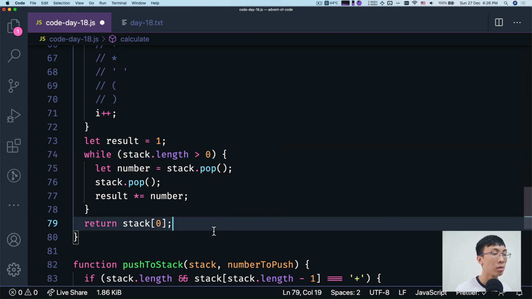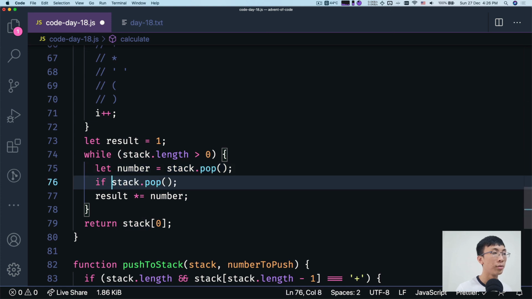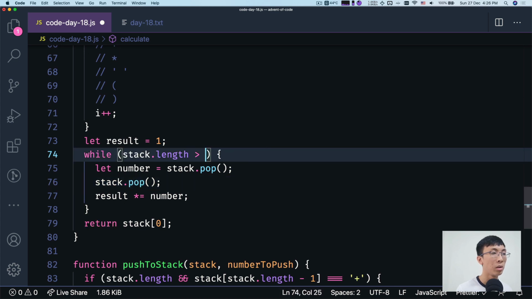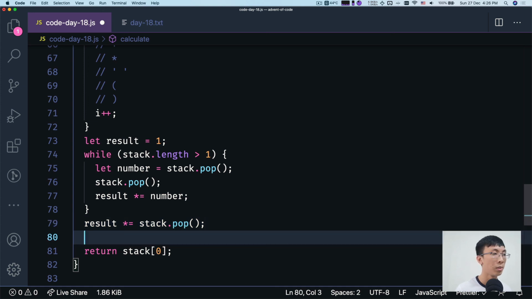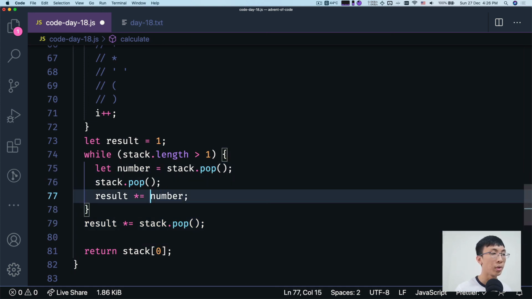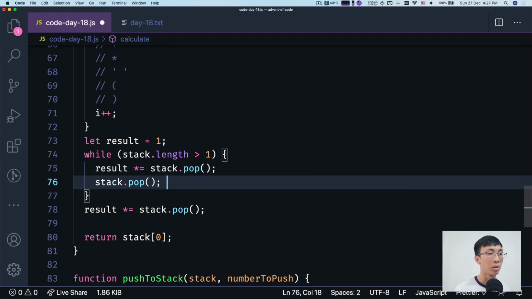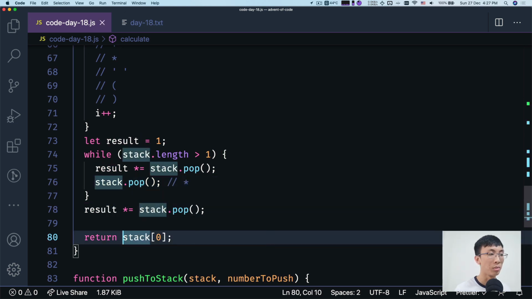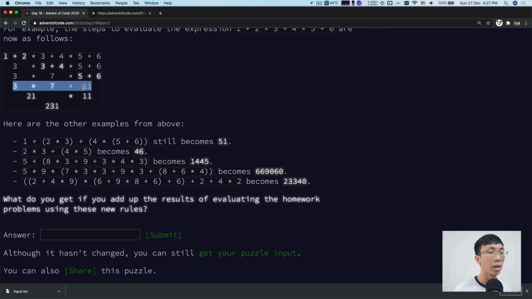Let's see, greater than 0. If stack, I think greater than 1 is okay. I think right here we can still do result times equals stack.pop, the last number, right? So here you can simplify a bit. We can say result times equals stack.pop, and we pop out the multiply, and then the last one will be result times equals stack.pop, and then we return result. Let's try run this again, and 231 is the answer, correct?